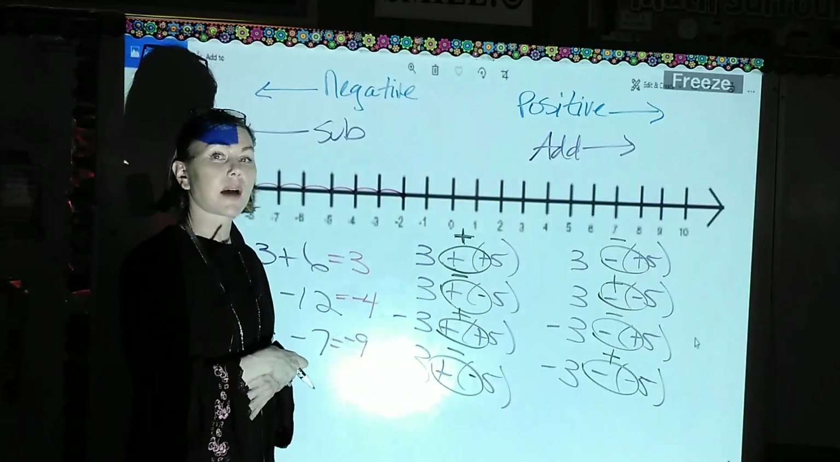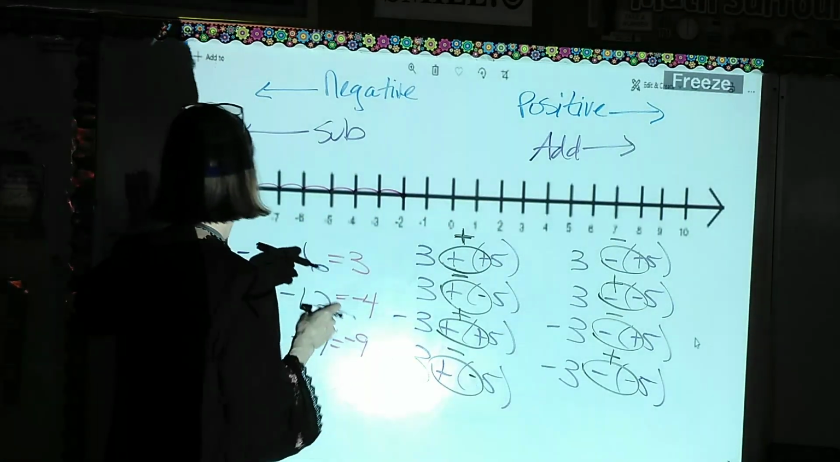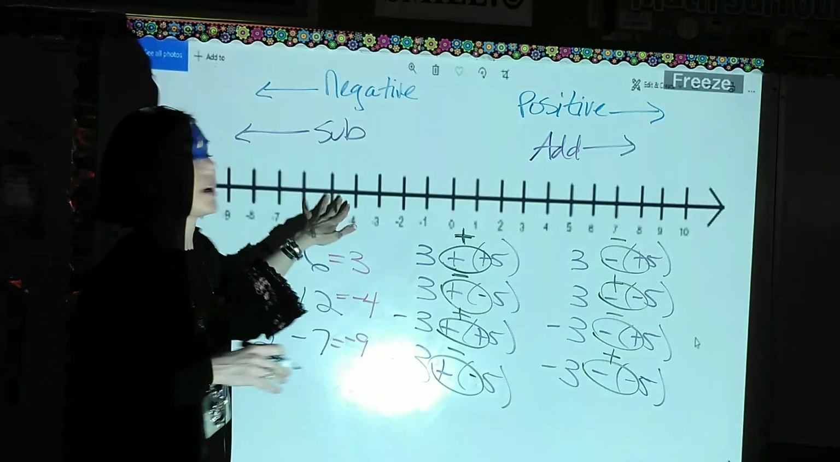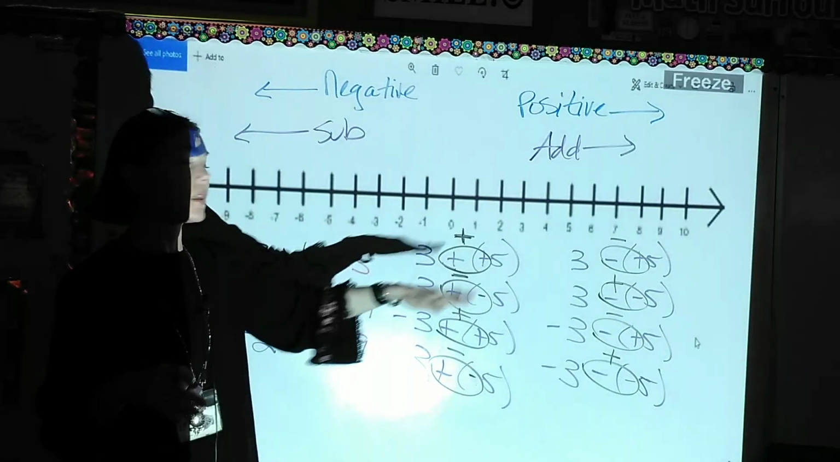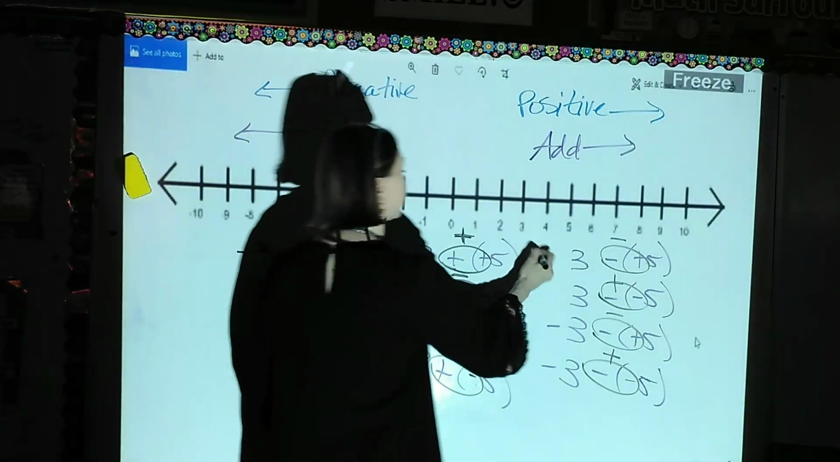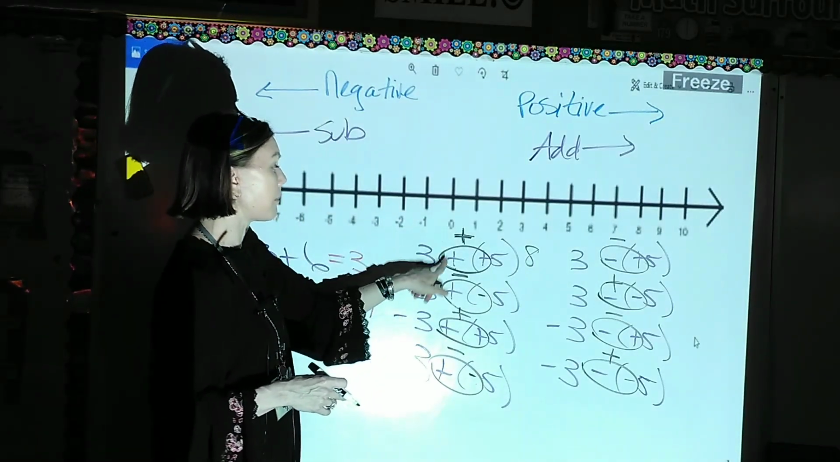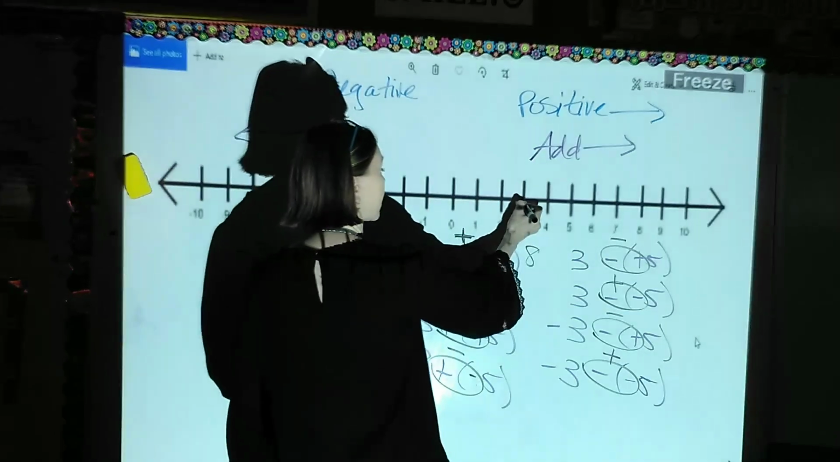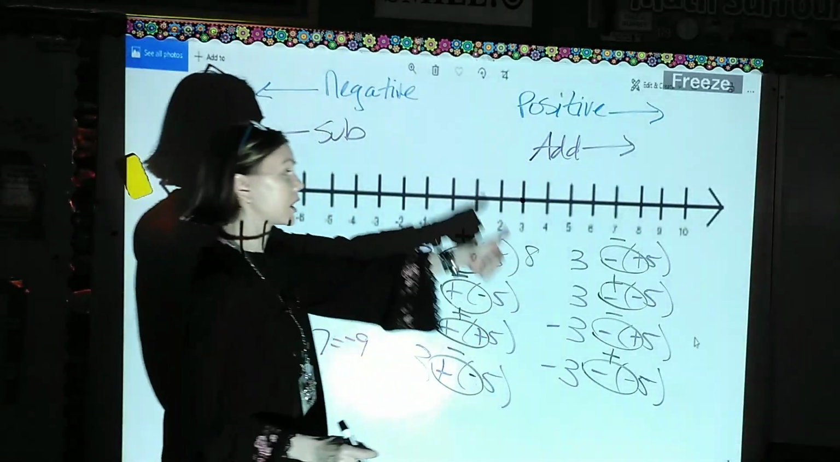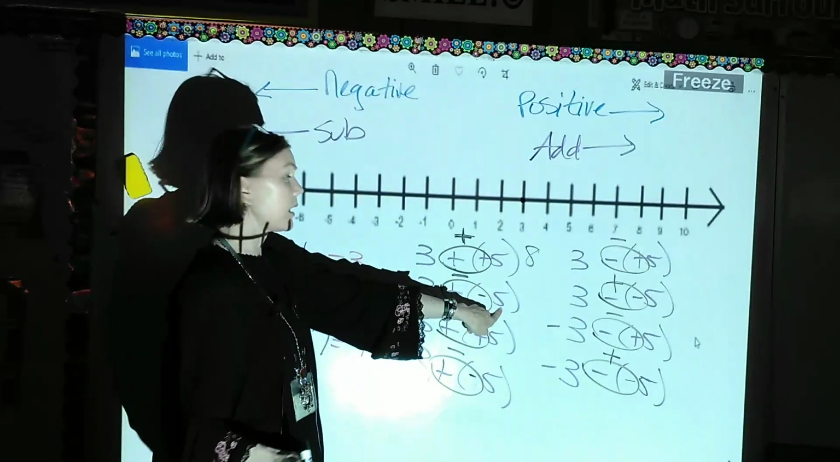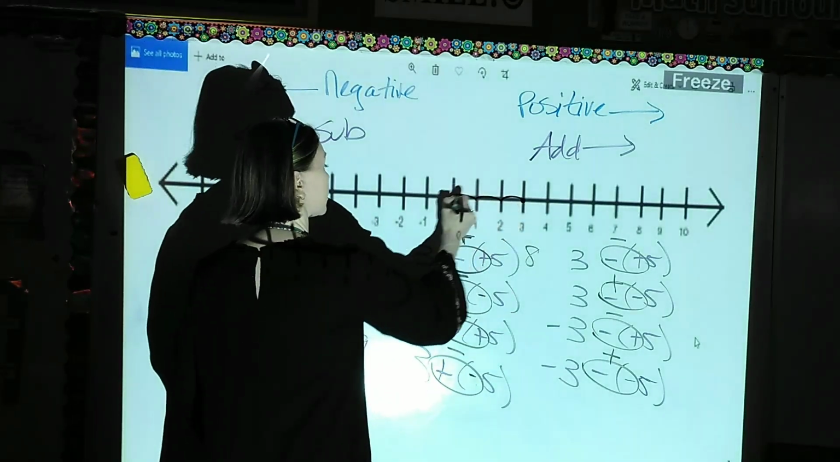And now all you have to do is the math. And if you have a hard time, you can use the number line to help you do the math. So 3 plus 5 we know is 8. And we're going to do a positive 3, minus 5. So we're starting at a positive 3, and when we subtract, we go to the left. How many? 5. So we go 1, 2, 3, 4, 5.